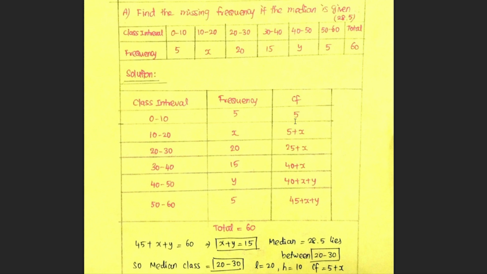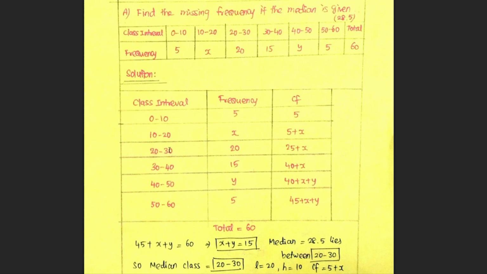5 plus x, 25 plus x, 40 plus x, 40 plus x plus y, and 45 plus x plus y. So you can see that the total frequency should be equal to the last term. So 45 plus x plus y should be equal to 60. So you get x plus y is 15. Now please see carefully. Your median value is given as 28.5, which lies between 20 to 30.